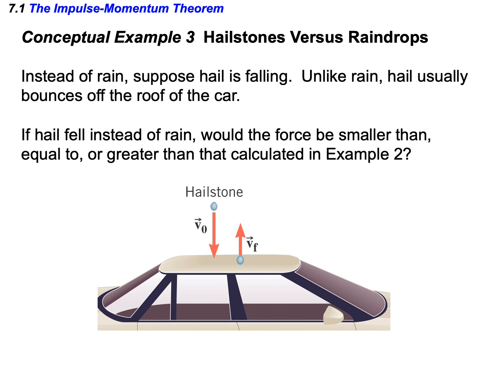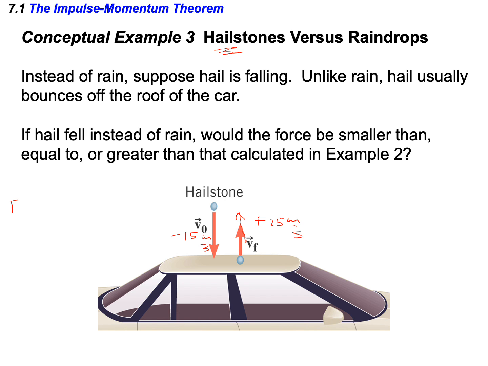So, okay, in this example, instead of a raindrop, let's consider a hailstone that falls on the roof. Let's assume the same speed, negative 50 meters per second. And let's assume it bounces back with the same speed. I'll put plus 50 meters per second because it's in the opposite direction.